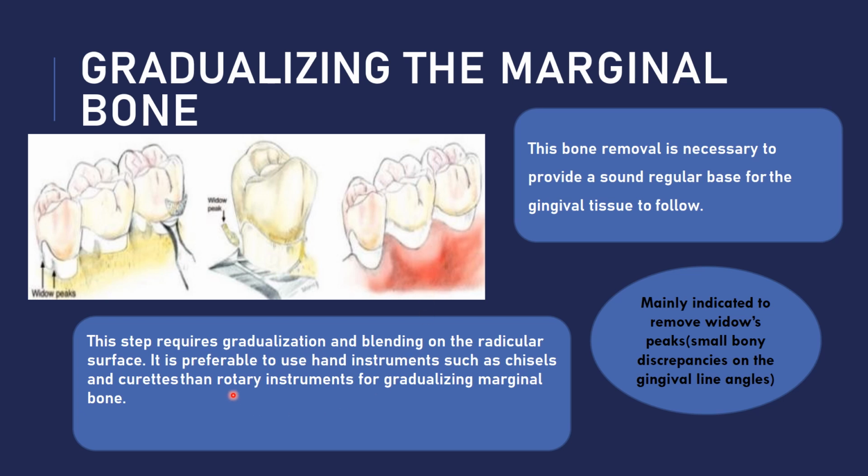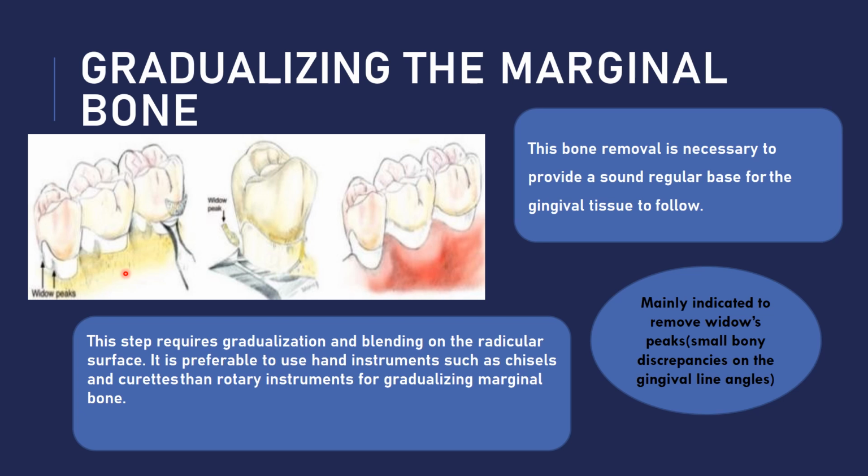Okay, this requires gradualization and blending on the radicular surface. It is preferable to use hand instruments such as chisels and curettes rather than rotary instruments because this is a very fine removal. With the rotary instrument, we cannot attain that type of fine or precise removal.